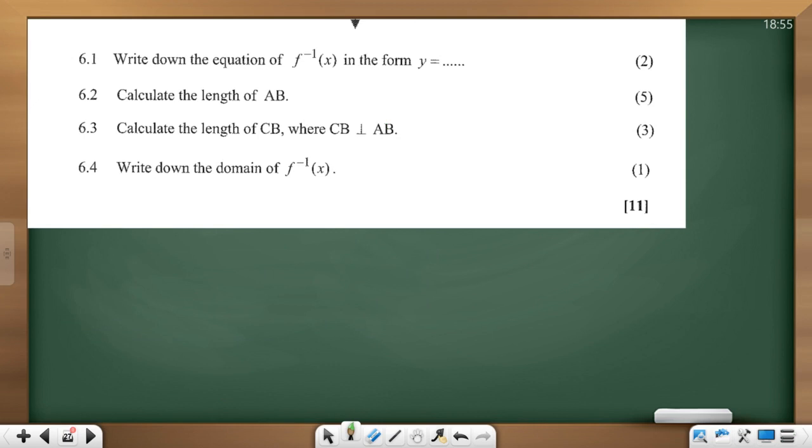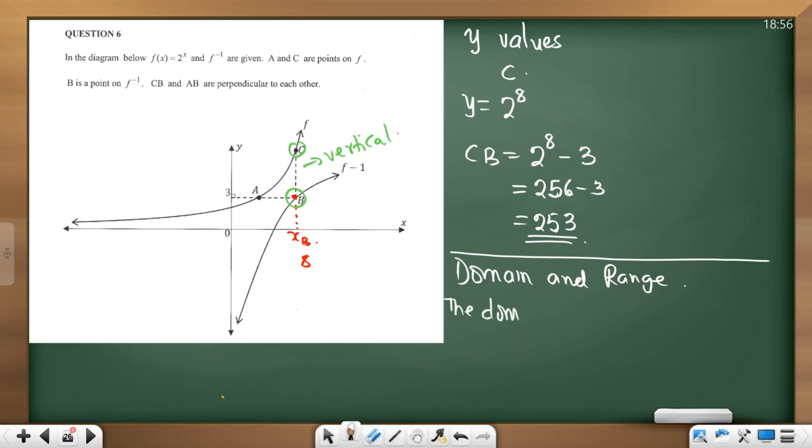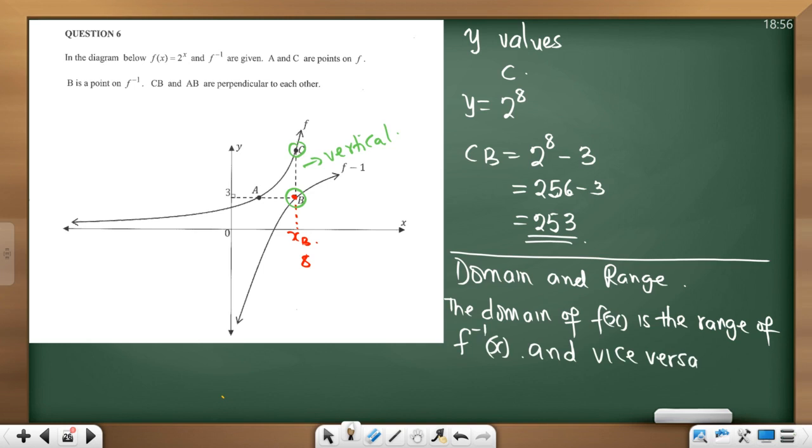Okay, let me quickly help you with something here that I feel is also important. Domain and range. All right. The domain of f, of f of x, not derivative, is the range of the inverse. Take note of that. And vice versa. That's one lovely way to understand inverse function.